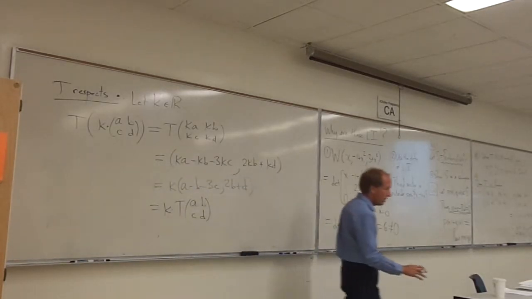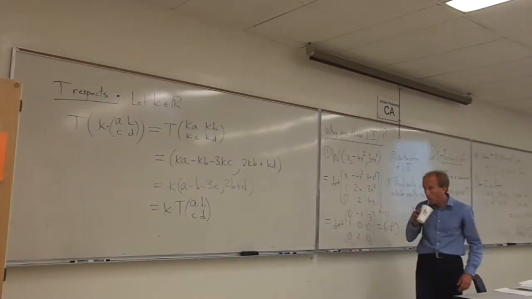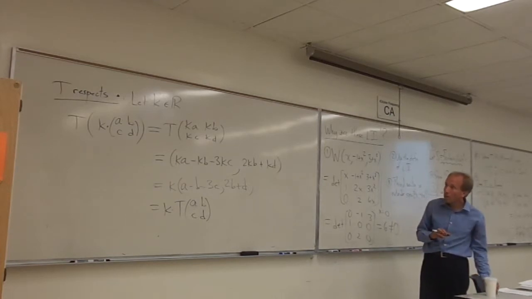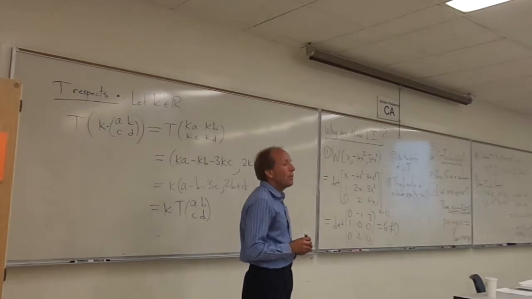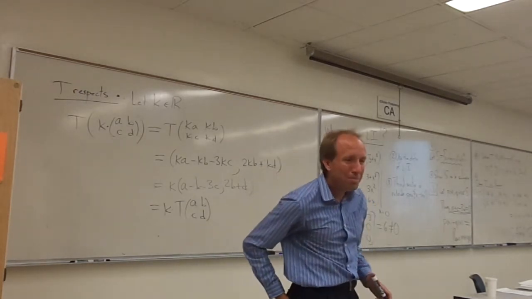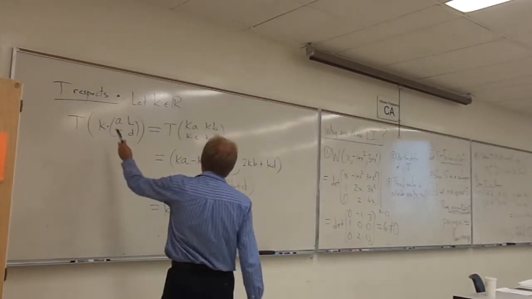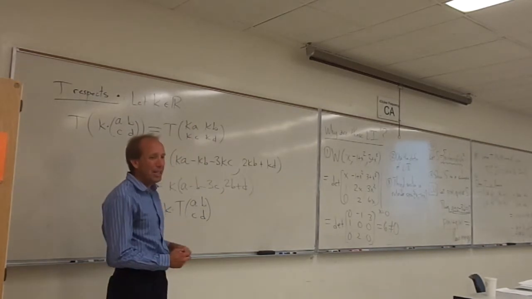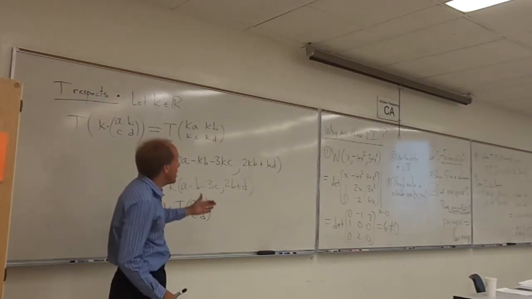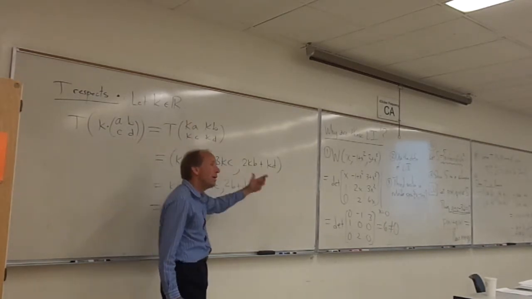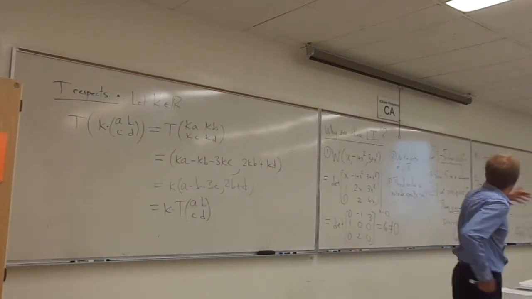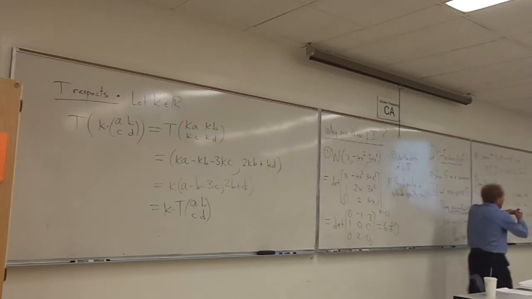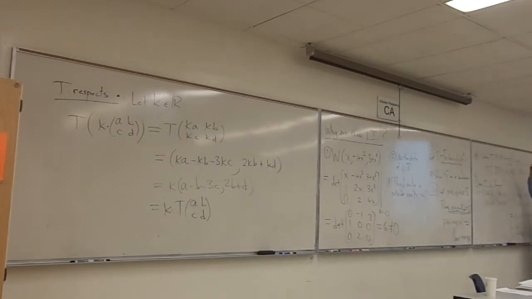Yeah, Sergio? Should there be a T in front of all those, like the middle steps? Oh, good question. What do you guys think? You know which steps have the T in front of them? The steps that have the T in front of them are when there's a matrix there. As soon as I have an ordered pair, it means I'm on the output side of the transformation. I'm in R squared at that point.